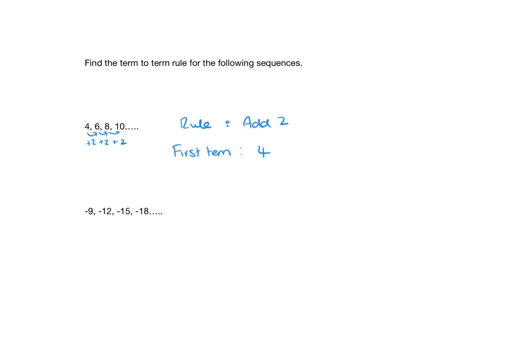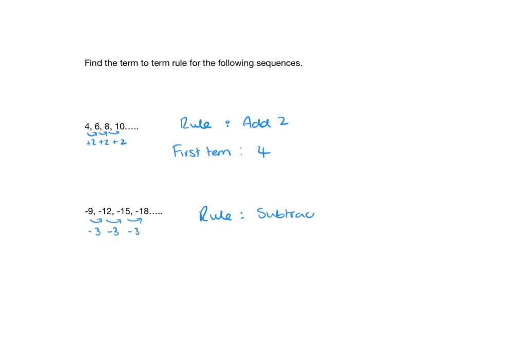So let's have a look at the second sequence. Now this is using negatives, so it's a little bit more tricky. So again, I'm going to have a look at how do I get from one term to the next. So to get from minus 9 to minus 12, I'm going to subtract 3. To get from minus 12 to minus 15, I'm going to subtract 3. And again, the next two, I'm going to subtract 3. So this tells me that my rule is subtract 3.